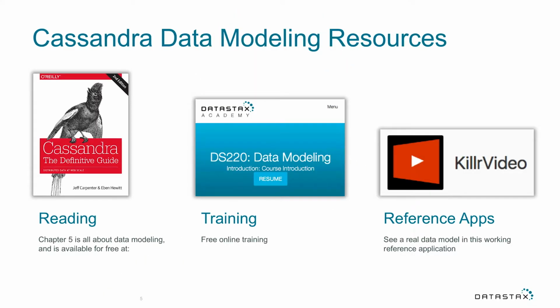There are plenty of free resources available to learn Cassandra data modeling. First, there's my book, Cassandra: The Definitive Guide, second edition. The entire data modeling chapter from this book is actually available for free on the O'Reilly website. DataStax Academy also has an excellent course on data modeling. You should really work through the exercises. Finally, there's the Killer Video application, which is maintained by the Evangelist team. This is a great example of a data model in a real-world application.